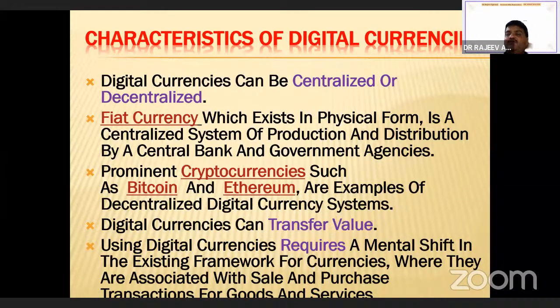Prominent cryptocurrencies, what we all talk about, are Bitcoin and Ethereum. Digital currencies have transfer value. They have value. That is the reason why today on a Sunday afternoon, we are talking about this digital currency. They require a mental shift in the existing framework for currencies, where they are associated with sale and purchase and transactions online or offline. So that is the reason why they have some worth.